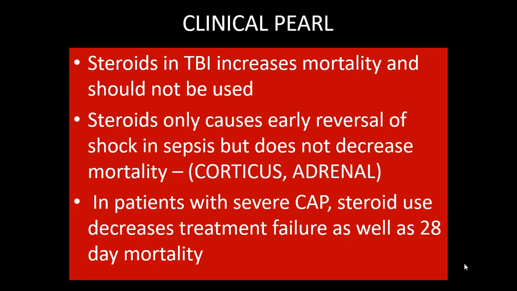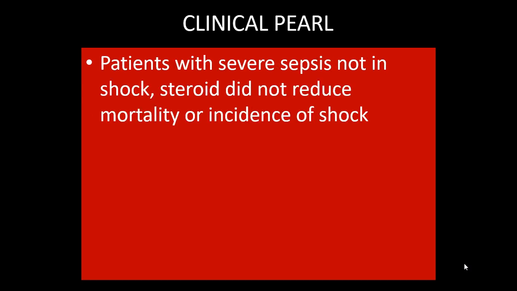So steroids in TBI actually increase mortality and should not be used. The Corticus and Adrenal trials said giving steroids in septic shock only causes early reversal, with no mortality advantage. Now in patients with severe CAP, steroid use decreases treatment failure as well as 28-day mortality. Methylprednisolone showed only reduced treatment failure, whereas hydrocortisone showed that you can actually reduce mortality.